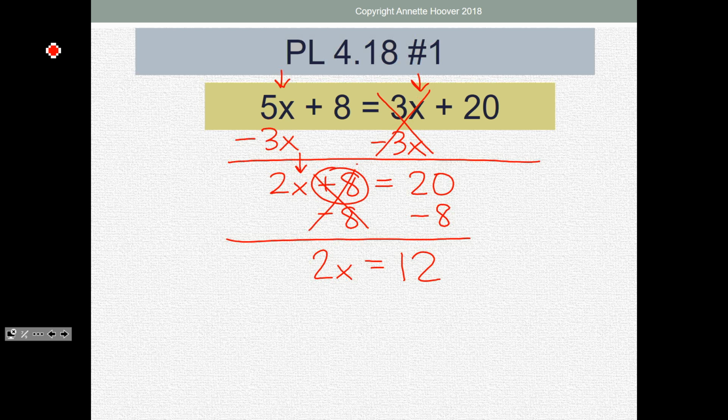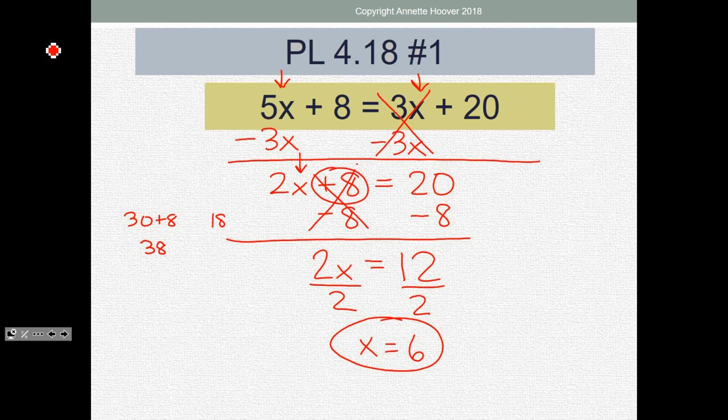X is being multiplied by 2, so now we divide both sides by 2, and we find that the answer is 6. We could plug that back in to check. 5 times 6 is 30. And 8, so we have 38 on the left side, and on the right side we have 3 times 6, which was 18, and 18 plus 20 is also 38, so they're both equal on both sides.